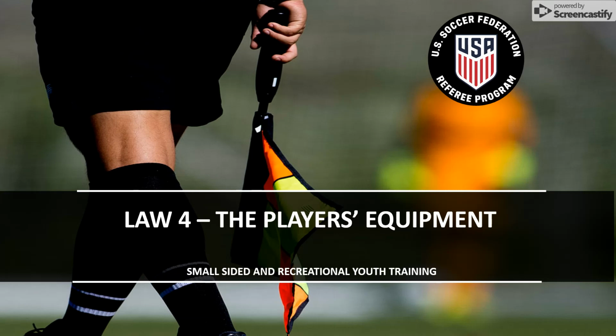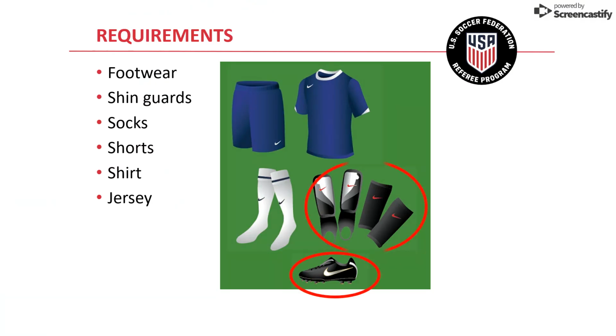Substitutes may take a restart provided they first have stepped on the field of play prior to taking the restart. Law 4, the player's equipment. There are 5 pieces of player equipment the referee should check for. These pieces of equipment are footwear, which must be worn and must be considered safe, shin guards that are made of a suitable material and provide a reasonable amount of protection, socks that completely cover the shin guards, and each player must also wear shorts and a shirt that is the same color as their teammates.